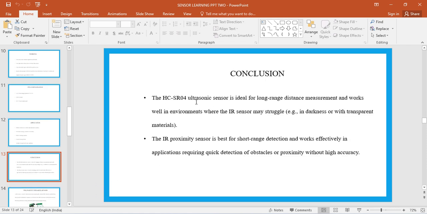Seeing the conclusion, the HC-SR04 is an ultrasonic sensor which is used for long range distance measurement compared to the IR sensor. The IR sensor is best for short range detection, for home projects, and to measure nearby obstacles without accuracy loss. Thank you.